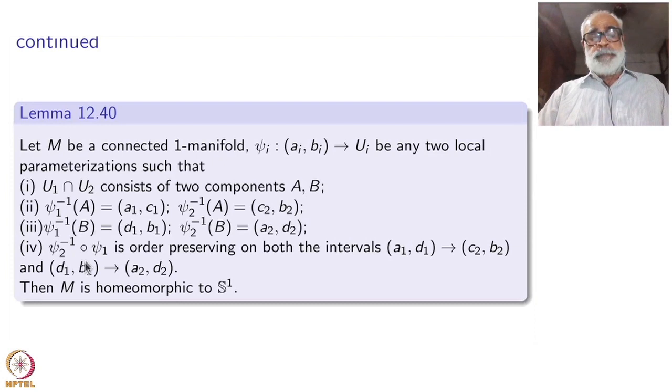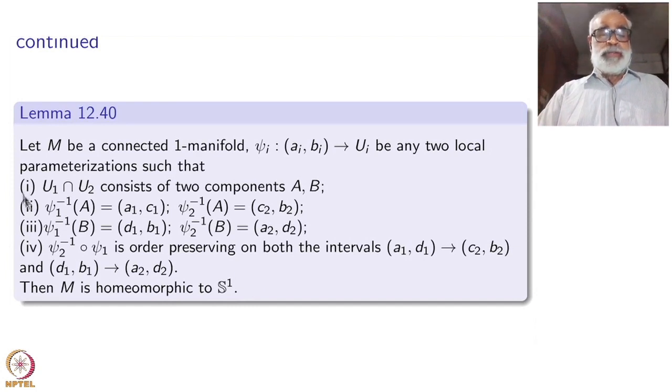The third condition is, look at the intersection: psi 2 inverse of psi 1, starting from a part of the interval (A1, B1), go into U1 intersection U2, then take psi 2 inverse, come back to a part of the interval (A2, B2). From interval to interval, this is a homeomorphism. That must be order preserving on both the components, namely A and B correspond to A and B. So the first portion will be (A1, C1) to (C2, B2), and the other one will be (D1, B1) to (A2, D2). Both of them should be order preserving. Then M is homeomorphic to S1.